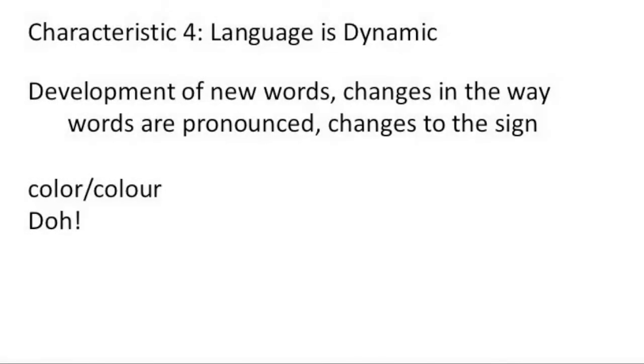Characteristic 4, language is dynamic. So this has to do with the way in which languages change, including things like the development of new words, changes in the way words are pronounced, and or changes to the sign, so changes to the way that the word is actually formulated. So you can think about, for example, the differences in how the word color became Americanized and spelt differently, or how the word dough became a part of actually the English language dictionary.